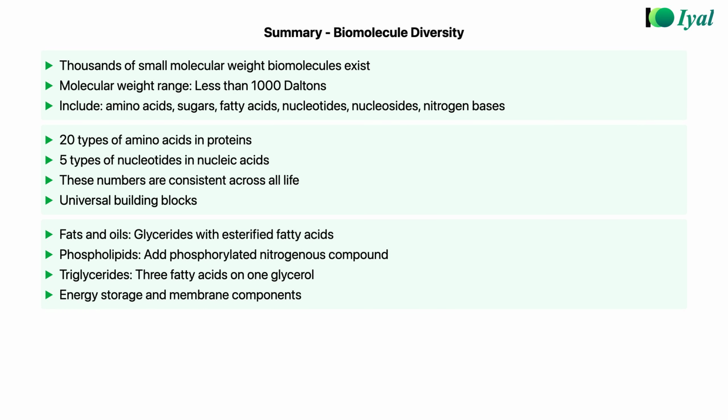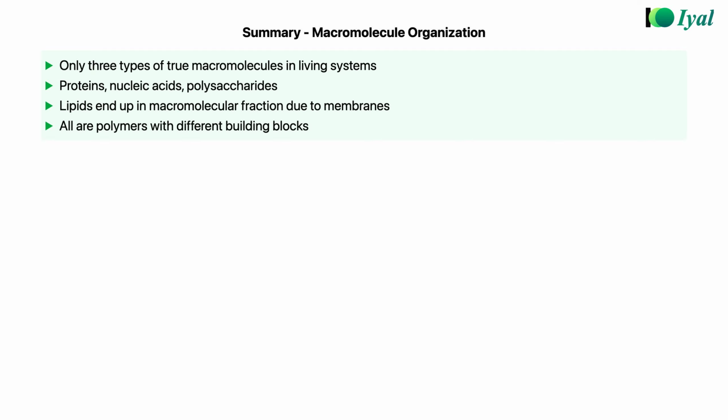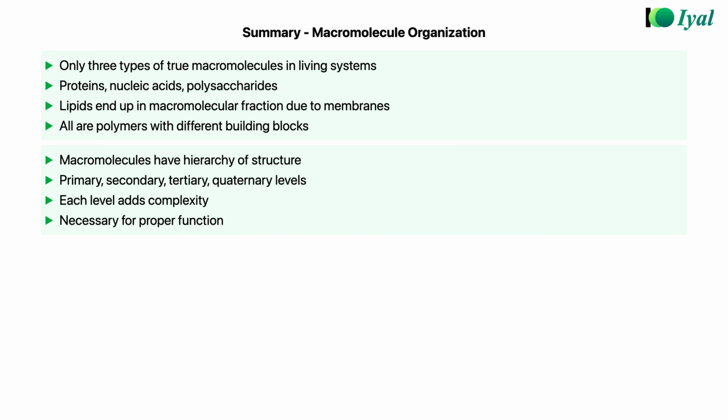Fats and oils are glycerides, fatty acids attached to glycerol. Phospholipids are fats with added phosphate-containing compounds. They are crucial for membranes and energy storage. For macromolecules, only 3 types: proteins, nucleic acids, and polysaccharides. They're all polymers made of repeating units, just different building blocks. Macromolecules have that hierarchy of structure we discussed. 4 levels for proteins especially. Each level is important for function.